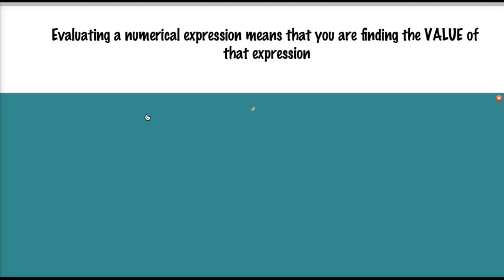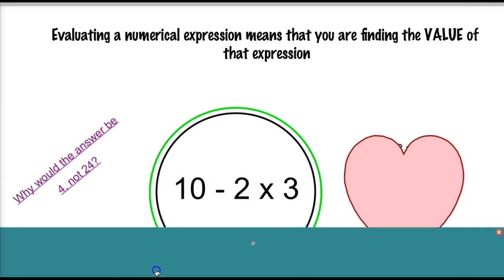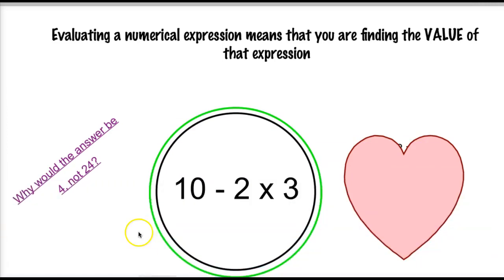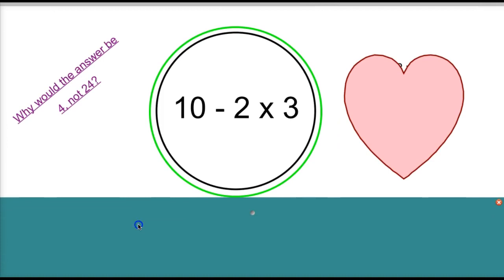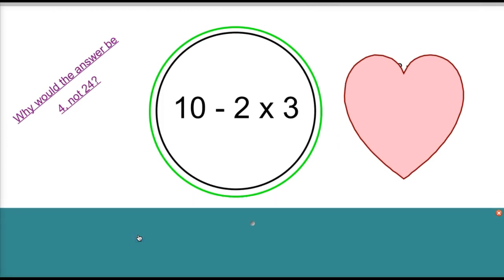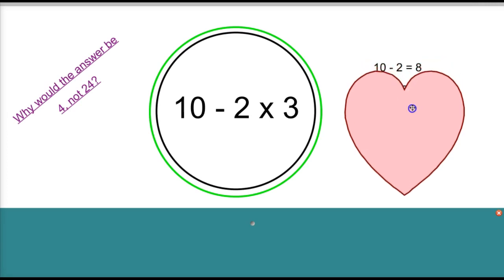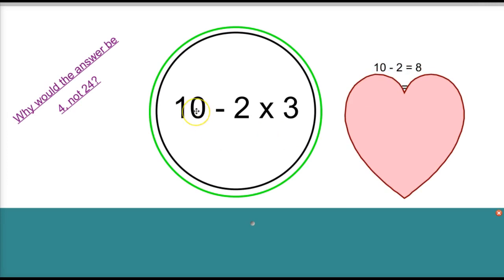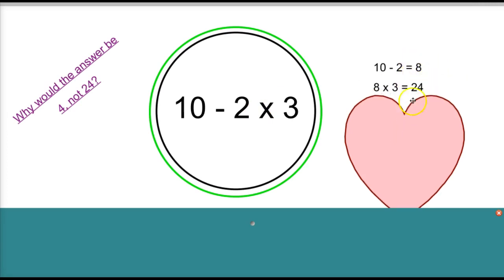But we have to remember how to do that correctly, because I want you to look quickly at this numerical expression. 10 minus 2 times 3. Now, we could have two different answers here if we think about it. So how do I know which answer is going to be correct? I could get the answer 4, or I could get the answer 24. If you look here, I could first take the step of saying 10 minus 2, which would equal 8. Then I'll take that number 8 and I would multiply it by 3 to get the answer 24. So is that going to be my correct answer?